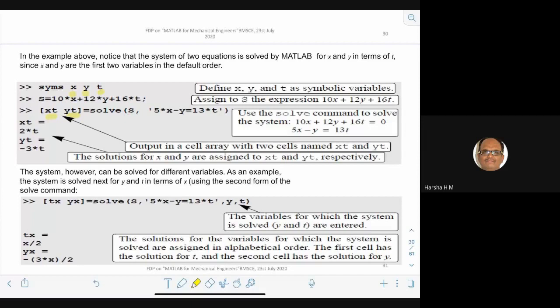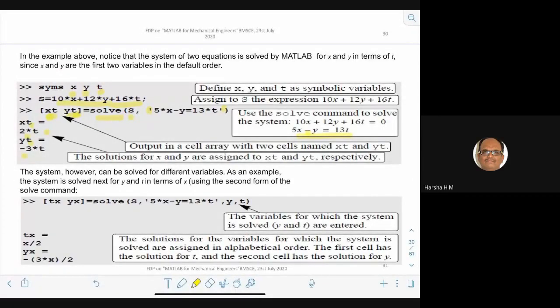And you use the command called solve. Now, what are the equations you want to solve? Remember, you are looking at two. The expression s is one expression. The other expression is 5x minus y is equal to 13t. Remember, you need to put it in quotes and write the second equation if you have not defined it earlier. And when you ask it to be solved, it is going to solve it: xt will become 2t and yt will become minus 3t. That's how you can use it to your advantage.